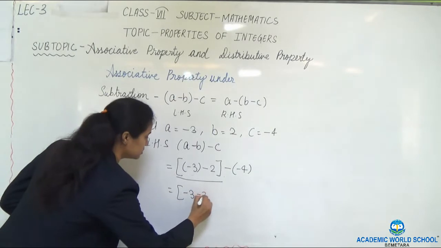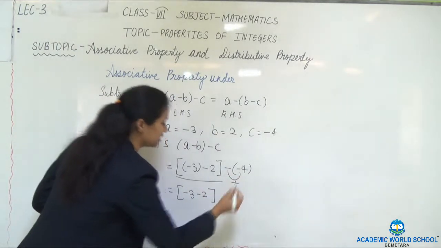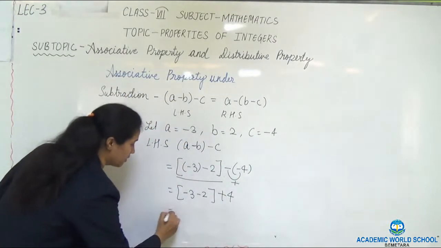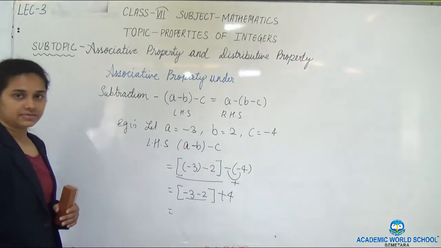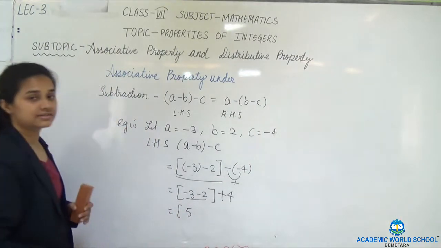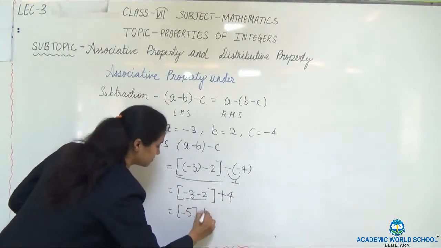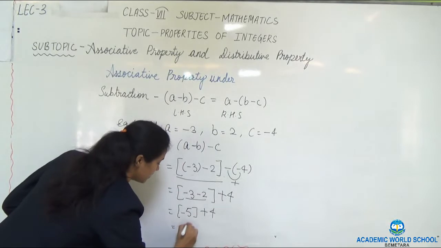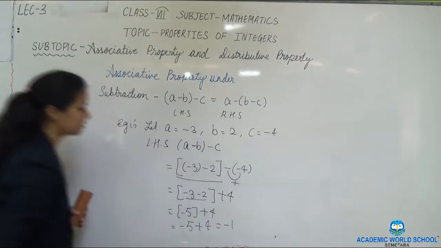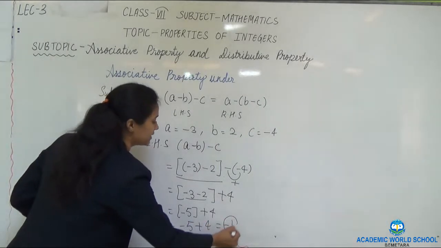-3 -2. And minus into minus will resolve and give plus. This is our answer, +4. Now both the integers have the same sign, so we will add, and since both the integers are negative, our answer is negative. -5 plus 4 gives you -1. So in the left hand side we got the value -1.